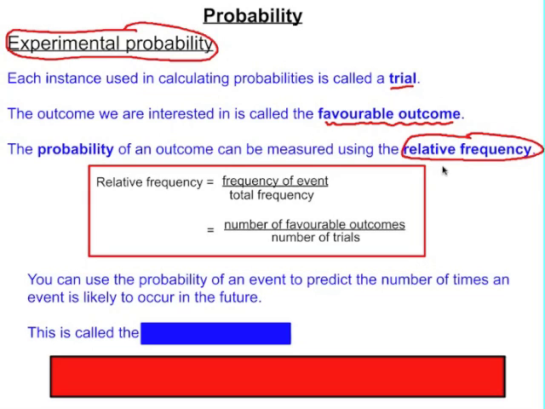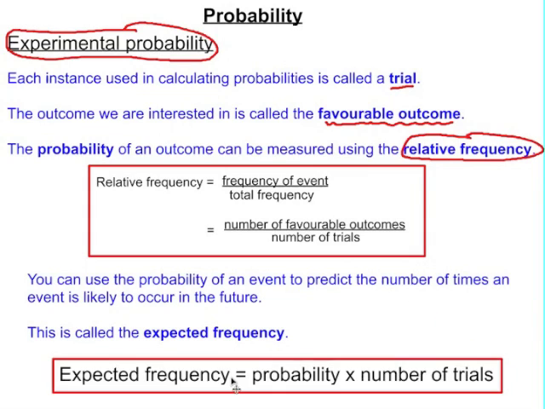One of the main reasons for calculating the relative frequency from experimental data is that we can then use that relative frequency to predict the number of times an event will occur in the future. And when we do this, it's called the expected frequency. To calculate the expected frequency, we take our experimental probability, or relative frequency, and multiply it by the number of trials in the new situation.